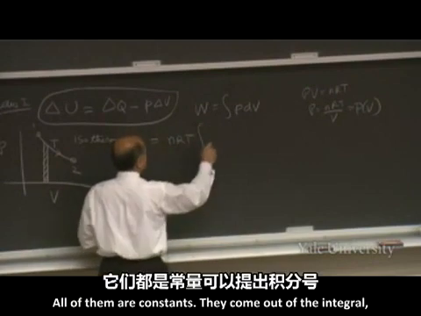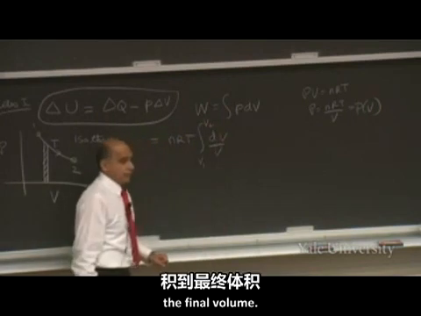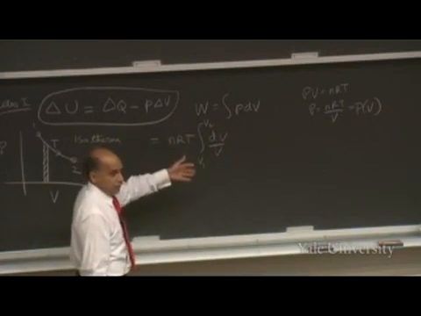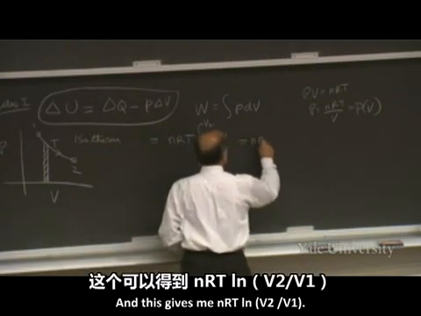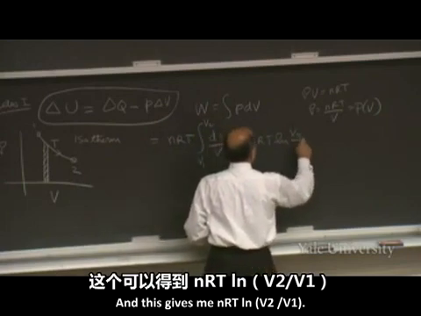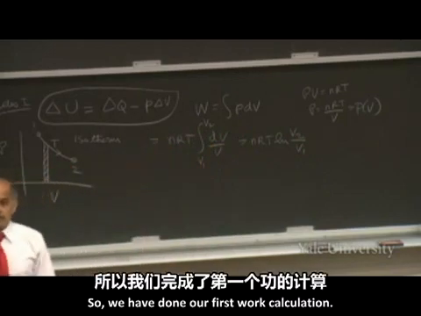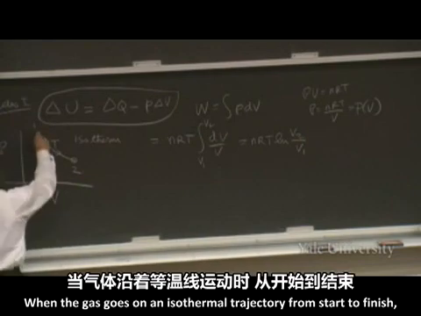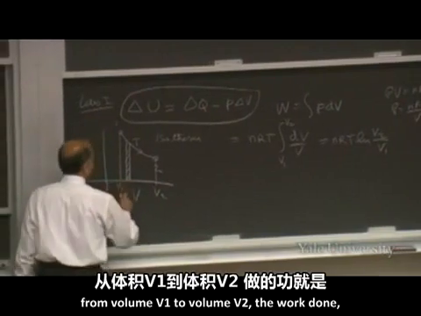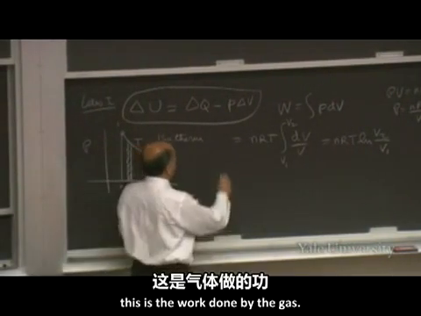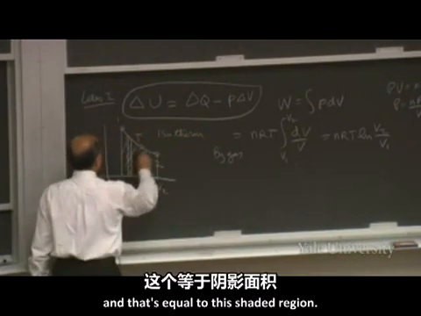All of them are constants. They come out of the integral, dV over V, and I integrate from the initial volume to the final volume. And you guys know this is a logarithm. And the log of upper minus log of lower is the log of the ratio. And this gives me nRT log V2 over V1. So we have done our first work calculation. When the gas goes on an isothermal trajectory from start to finish, from volume V1 to volume V2, the work done, this is the work done by the gas. You can all see that. Gas is expanding. And that's equal to this shaded region.